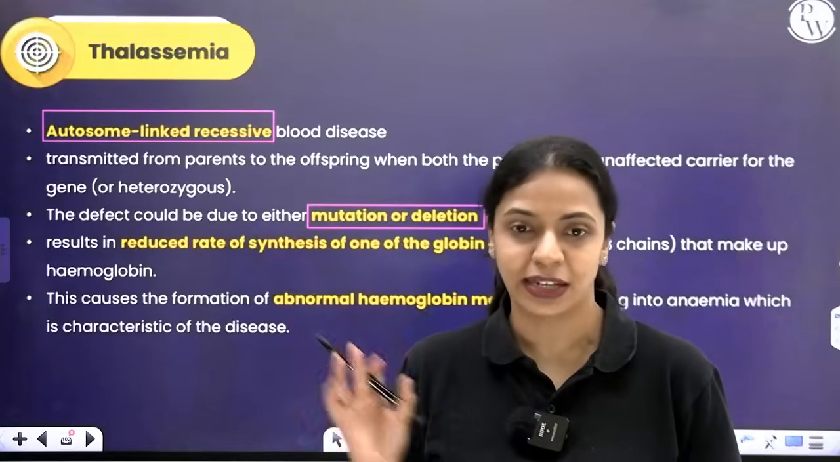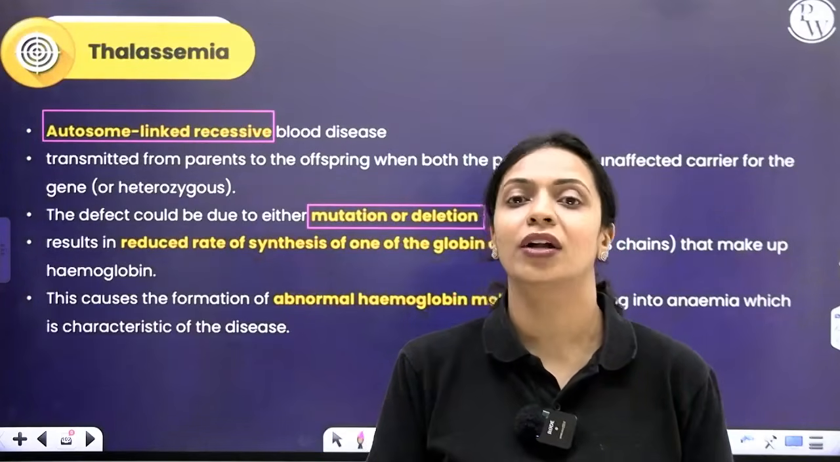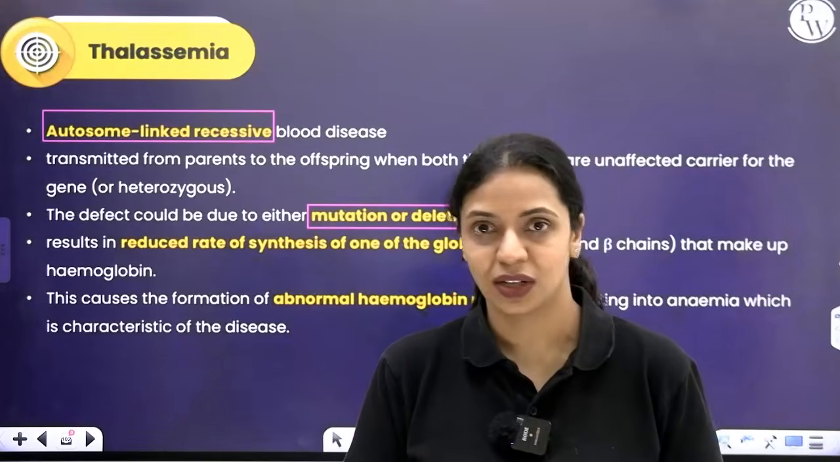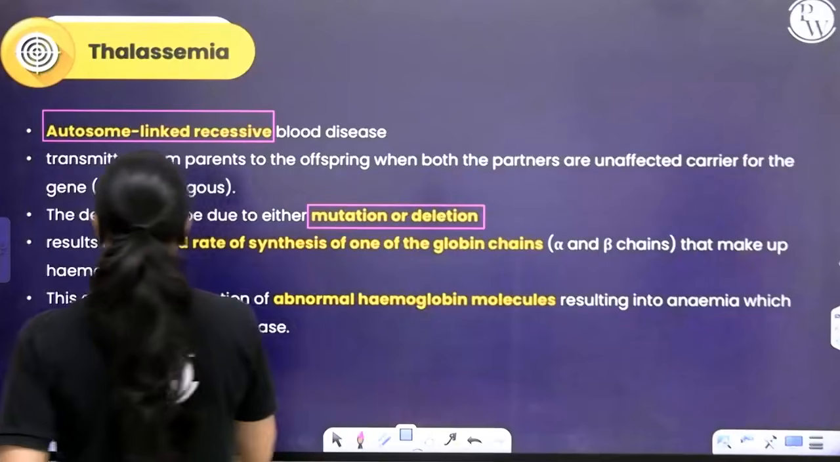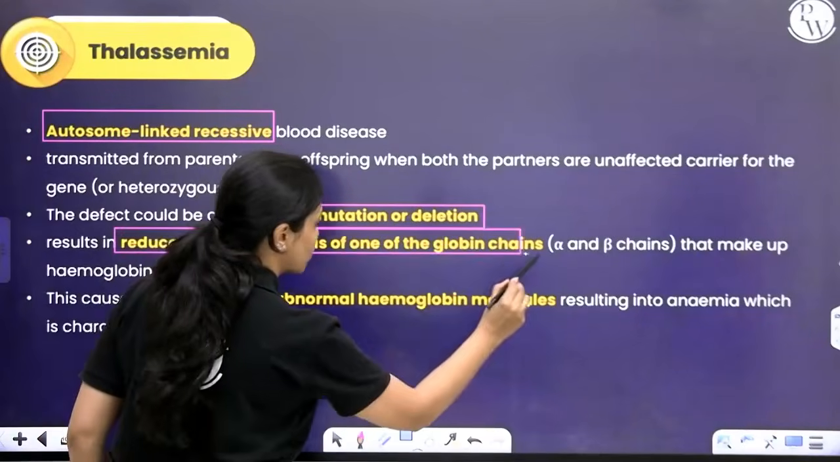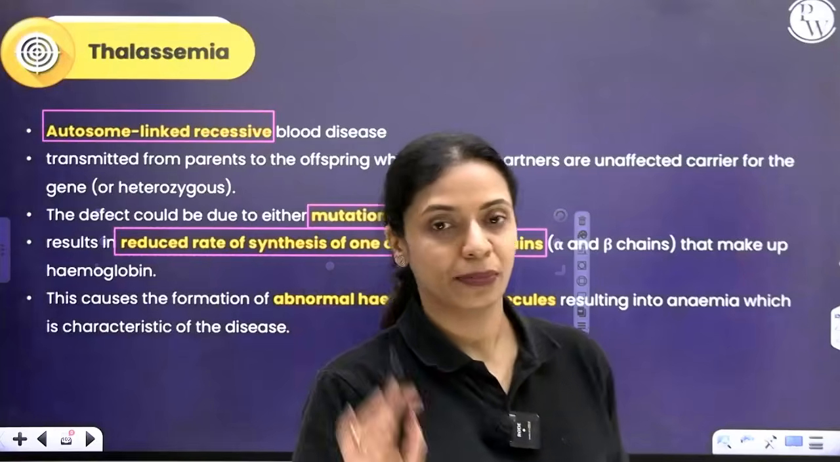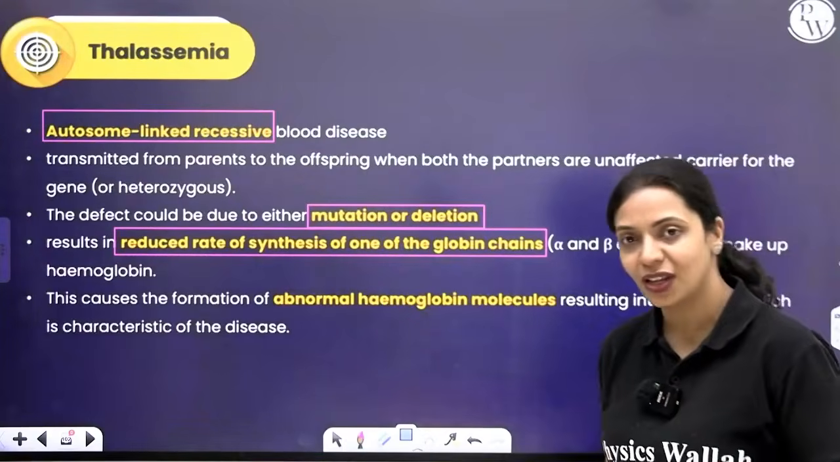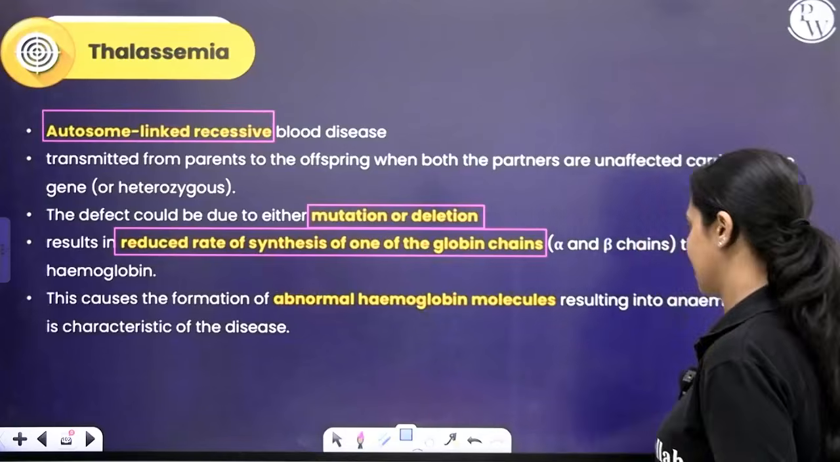This also is anemia only, but this is characterized by less quantity of hemoglobin being produced. Quality no problem, but quantity is very less. So here there is a reduced rate in the synthesis of one of the globin chains. It could either be alpha or beta globin chain. If it is alpha chain, we call it alpha thalassemia. If it's beta chain, we call it beta thalassemia.